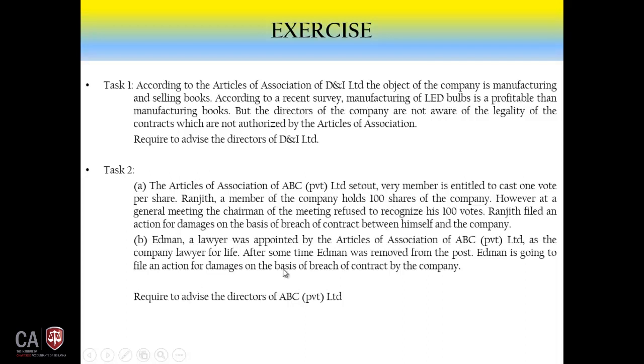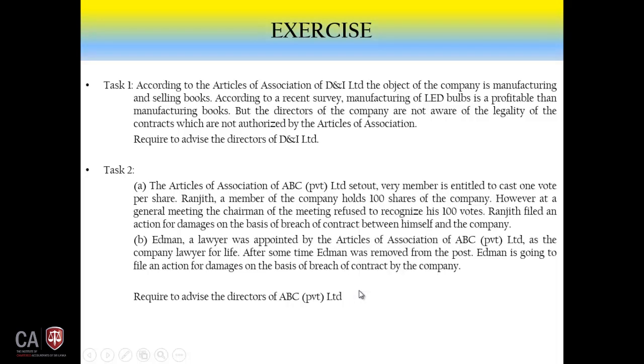Secondly, Edmund, a lawyer, was appointed by the Articles of Association as the company lawyer for life. After some time, Edmund was removed from the post. Edmund is going to file an action for damages on the basis of breach of contract by the company. Now, here the lawyer has been appointed by the Articles of Association. So, without altering the articles, you cannot remove him or remove his entitlement as the lawyer for life. You need to alter by special resolution and thereafter effect such a removal if you require.